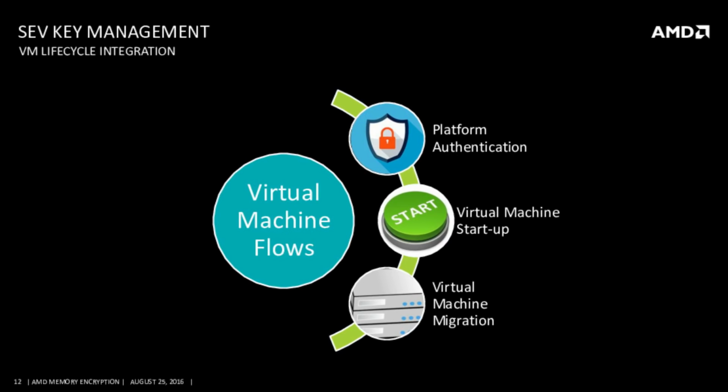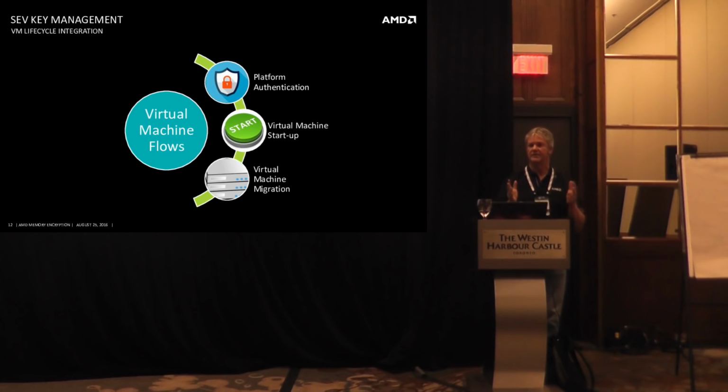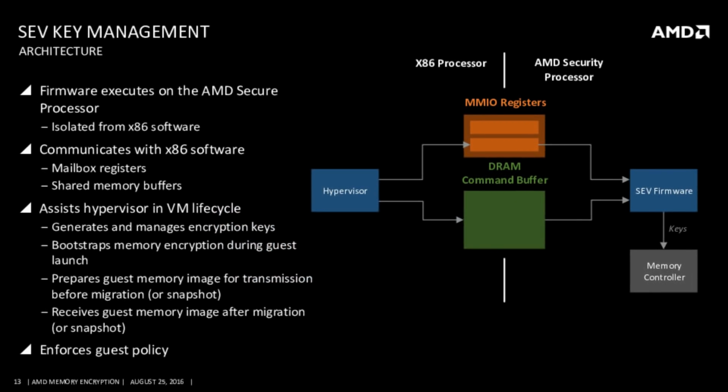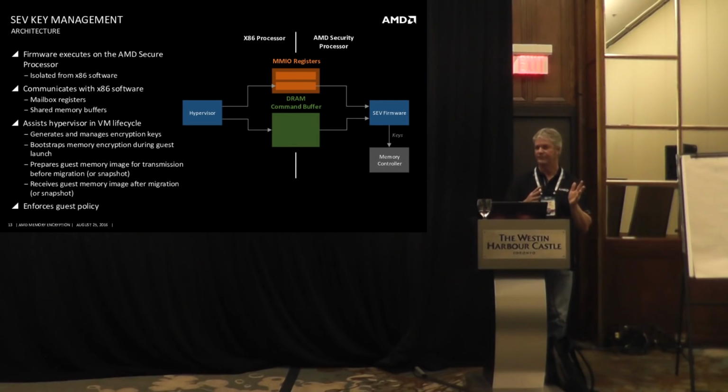We're trying to make sure we fit the full VM lifecycle, and it all starts with platform authentication, making sure that we can bring up guests, do migrations or snapshots of those guests, and take them all the way through. The key management is all done by the secure processor in firmware that's running over there. Everything is isolated from the x86 processor, and we communicate with that secure processor through a driver and through mailbox registers and shared buffers.